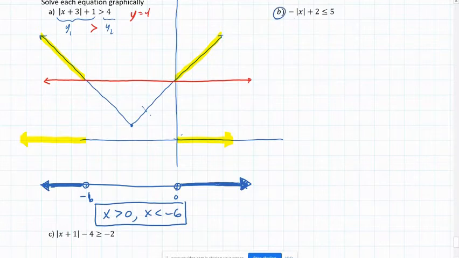In example B, we'll do the same thing. We'll graph the left side and the right side independently. So the graph of y1 equals negative absolute value of x plus 2 would be an absolute value graph. The negative sign flips it upside down, and then we're going to shift it up 2.